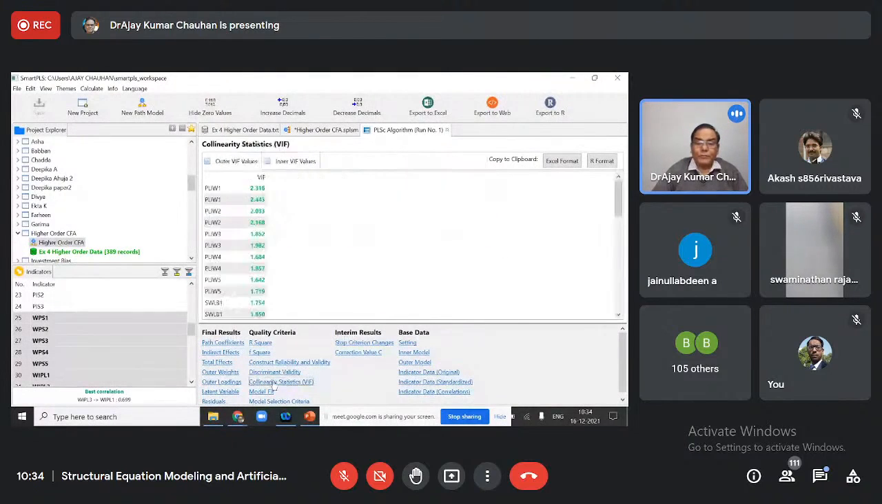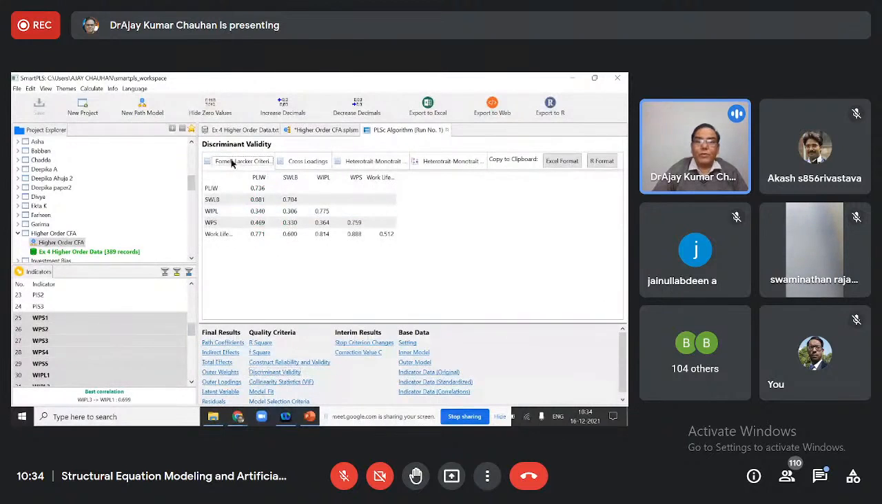You can go for VIF, and we have not seen any VIF because multicollinearity is required in this second order construct. But unfortunately, we don't have any multicollinearity. Then you can go for discriminant validity. In discriminant validity, you have Fornell-Larcker, cross-loading, monotrait, heterotrait. But we are not looking at the second order. Discriminant validity is applicable only on the first order. So when you see the Fornell-Larcker criteria, ignore this.